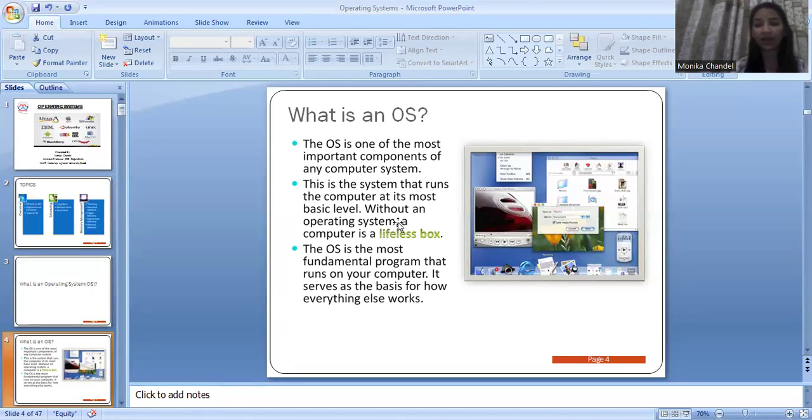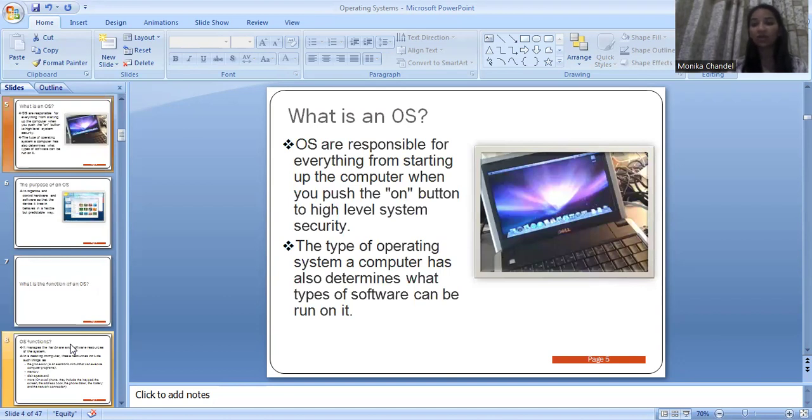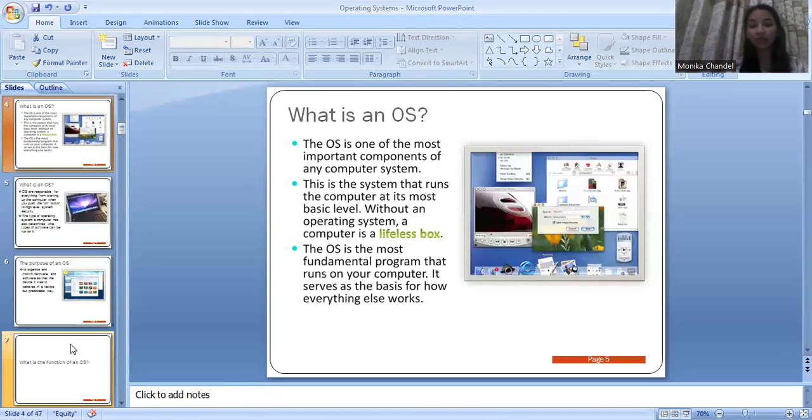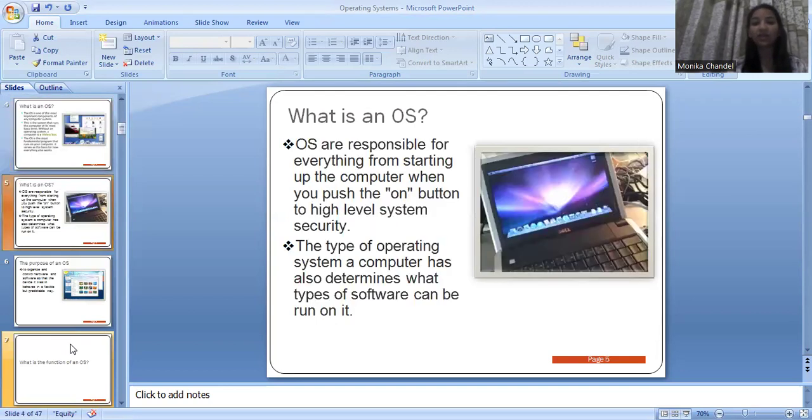In every electronic device, we need a good operating system so we can communicate or do our work very efficiently. The OS is the most fundamental program that runs on your computer. It serves as the basis for how everything else works. Yes, operating system provides a path, or we can say that it gives a basic foundation, so we can communicate with hardware devices. OS is responsible for every work or any process that we give to the computer.